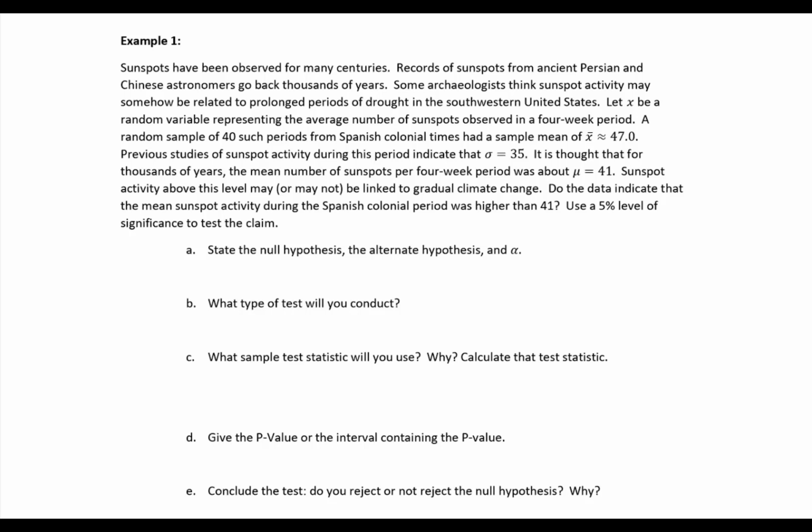It is thought that for thousands of years, the mean number of sunspots per 4-week period was about mu equals 41. Sunspot activity above this level may or may not be linked to gradual climate change. So what we actually want to test is, does the data indicate that the mean sunspot activity during the Spanish colonial period was higher than 41? And we're going to use a 5% level of significance to test this claim.